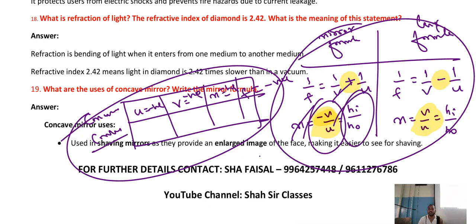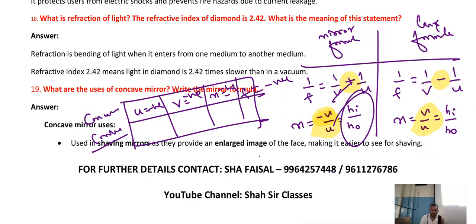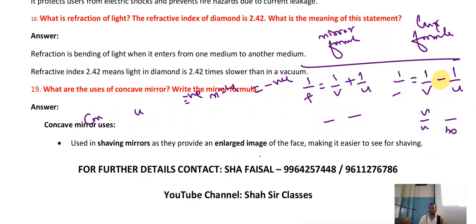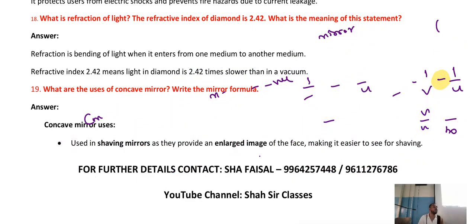If height is given in the question, take h. If height is not given, then take v and u. v is image distance, u is object distance. Inshallah, if time permits, I'll make a separate video on the numericals of the chapter light. If you want, please comment in the comment section after the end of this video. Okay, I'll try. Did you understand how to remember the formula? Did you understand the difference between mirror formula and lens formula? When it is negative and when it is positive? Simple. That's it. Nothing else.